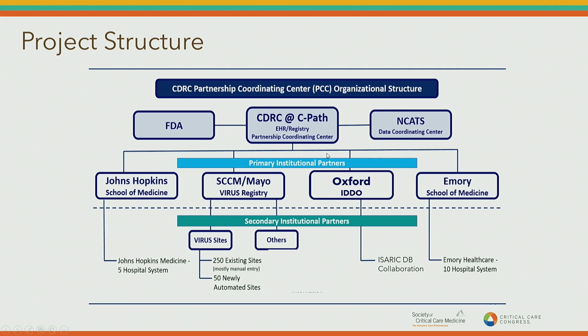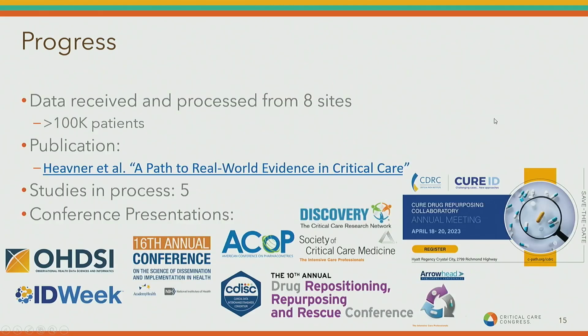But you see here our structure with our receiving guidance from the FDA and NCATS at the NIH. Been able to collaborate with these institutions to implement, more than 15 sites have successfully implemented significant portions of the tool. We have 25 total sites that have engaged with us. More than 100,000 patient records have been submitted to SCCM's Data Coordinating Center.